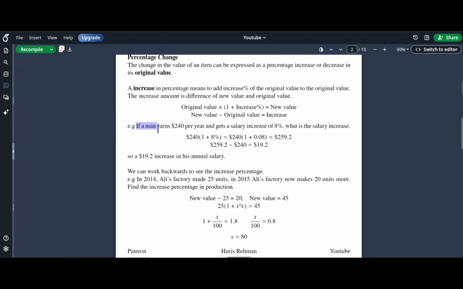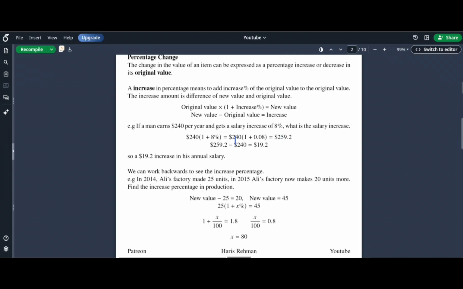Here's an example. If a man earns $240 per year and gets a salary increase of 8%, what is the salary increase? We know the percentage it increases by, and we know the original salary he was earning. We want to know how much additional money he is now getting. I call this the increase amount.